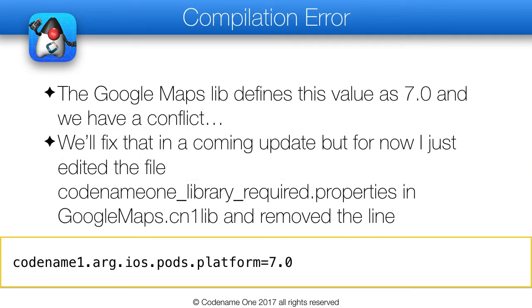But this creates a conflict with the Google Maps cn1lib, which defined the pods platform as 7.0. This is something that should be resolved by now, but if you happen to run into something like this and need to fix it at this exact moment, then what I did is simple. I edited the required properties in the cn1lib file and just removed the offending line. Notice that a cn1lib is just a zip file, so I was able to just edit the properties file.